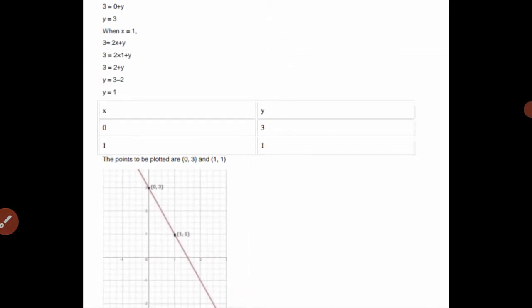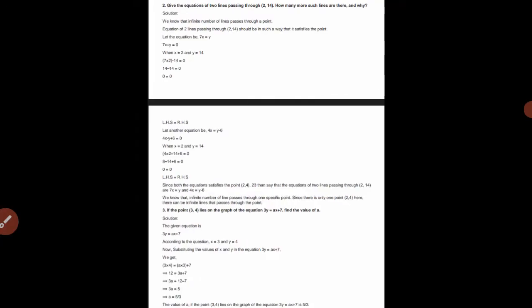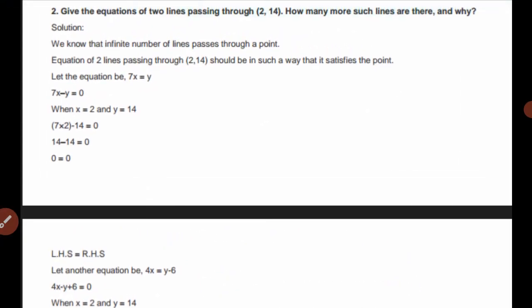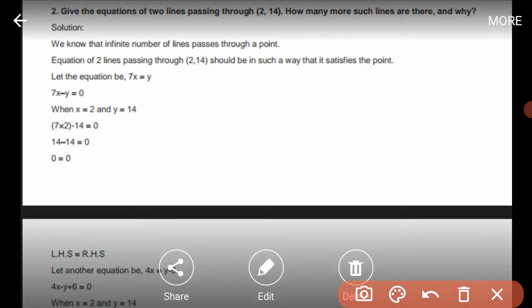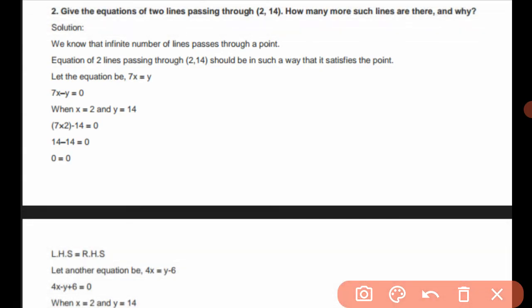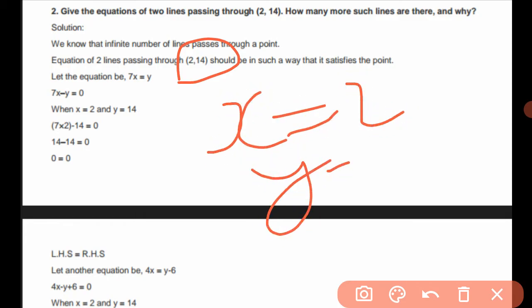Now after this, see question number 2. In question number 2, we are given a point (2, 14) through which two lines pass. How many more lines are there and why? So here we have to find equations. For finding the equations, we can find infinitely many equations. So one equation can be written with the help of these, where x will be equal to 2 and y will be equal to 14.